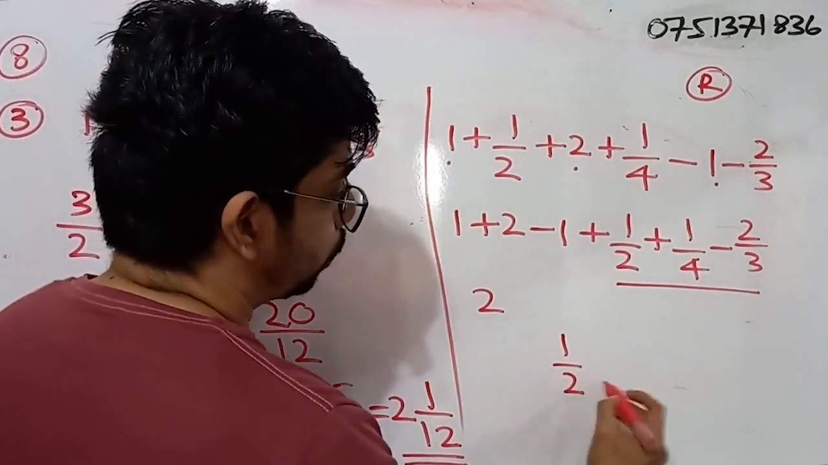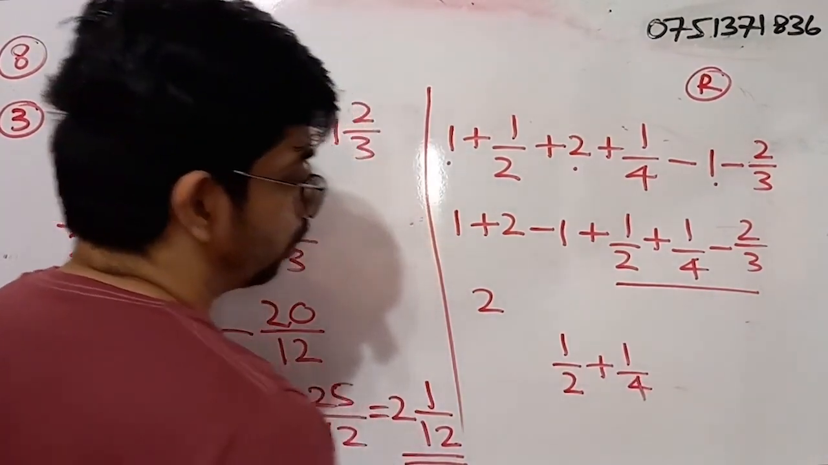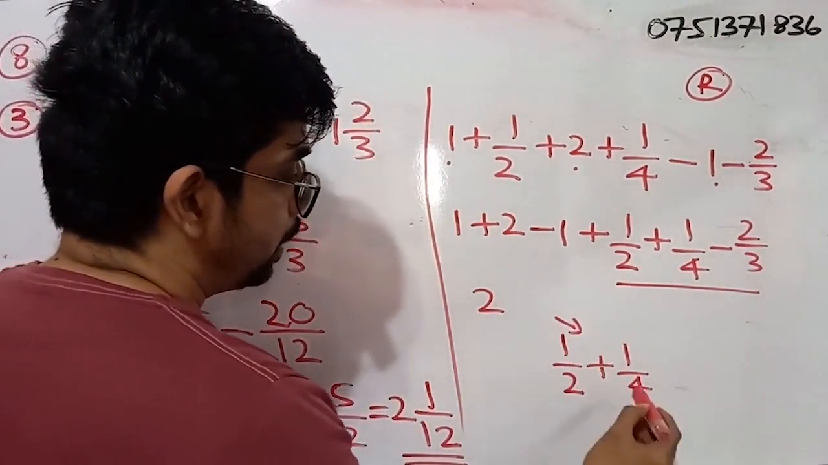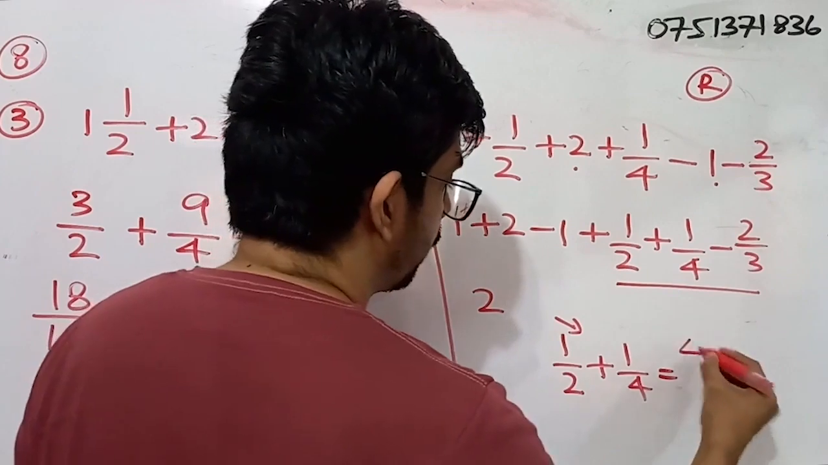So 1 by 2 we have to add 1 by 4. So we need to cross multiply in this direction. So 1 times 4, that is 4.